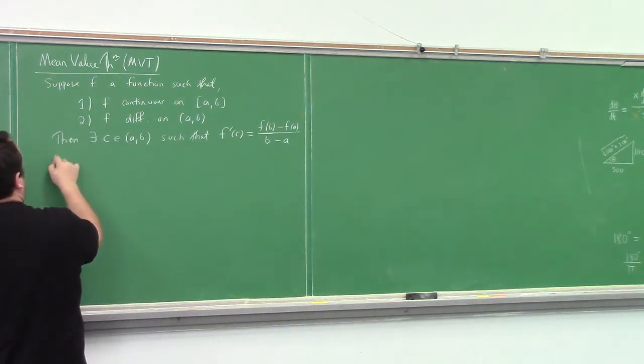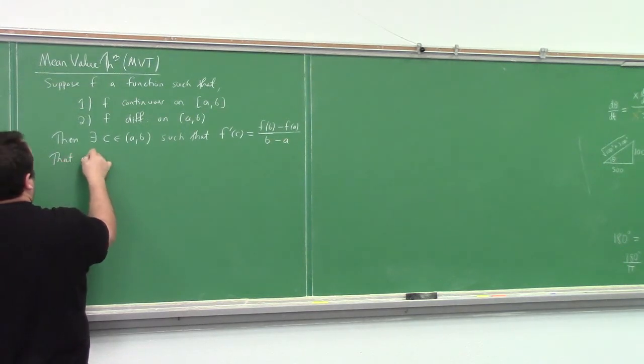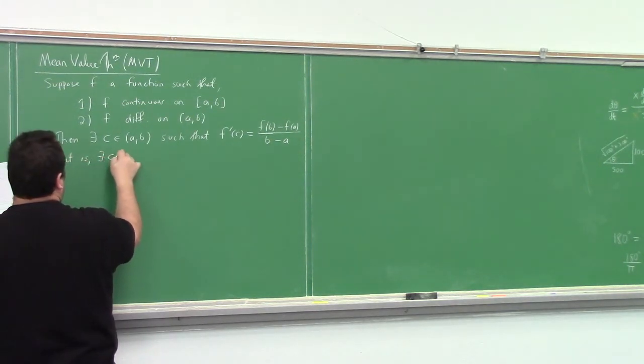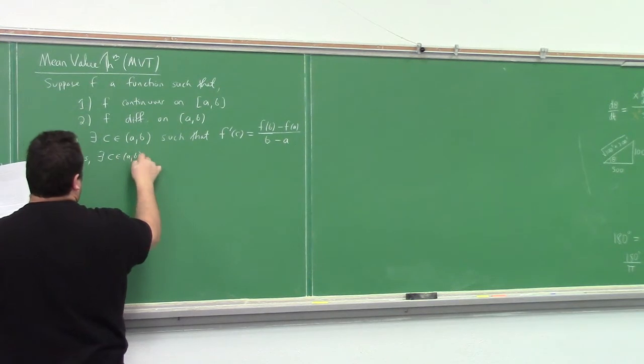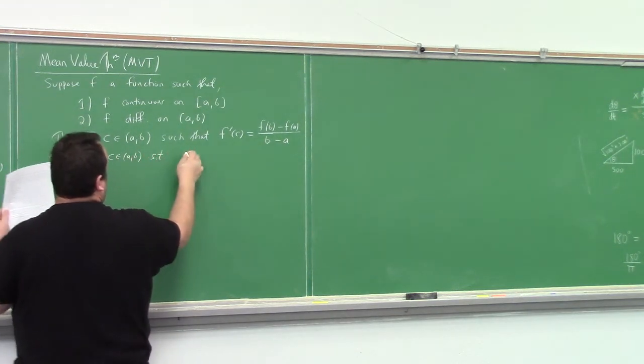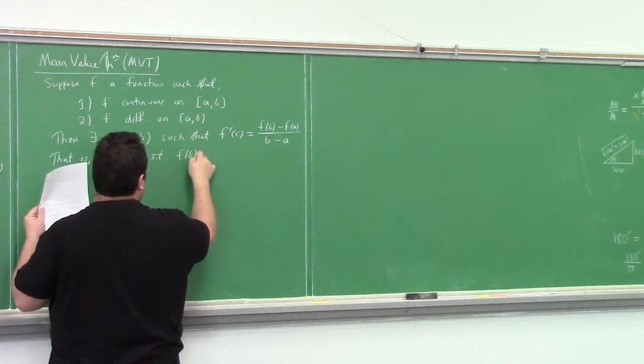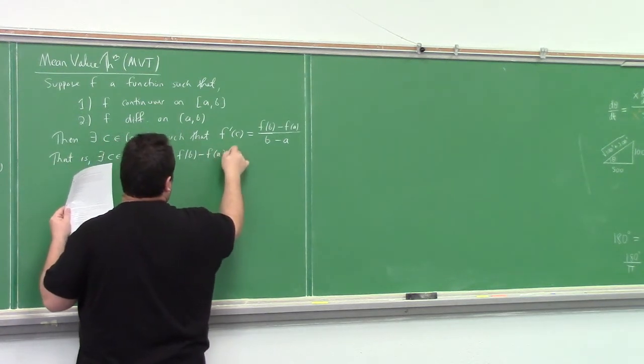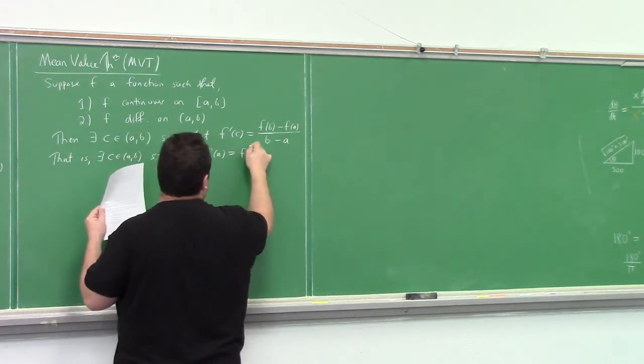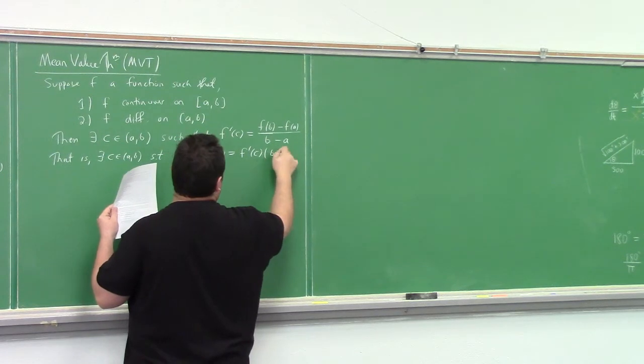And I'll just say it again. That is, there exists C in (A, B) such that f of B minus f of A is equal to f prime of C times B minus A.